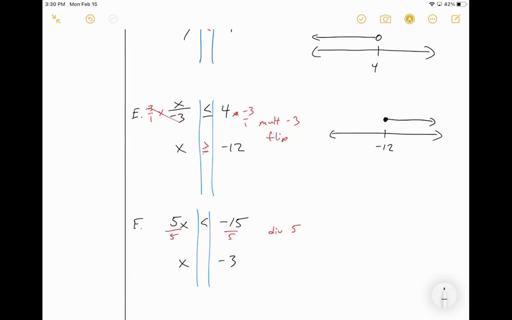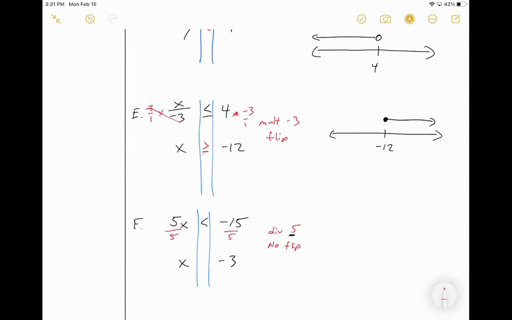It doesn't matter if the answer is positive or negative. That's what some people get confused. They say, well, if the answer is negative, then I got to flip. No, it only matters what number you divided by. And if that's negative, then you flip it. If it's not, you do not. So did we divide by a positive 5 or a negative 5? We divided by a positive 5. So that means we do not flip.